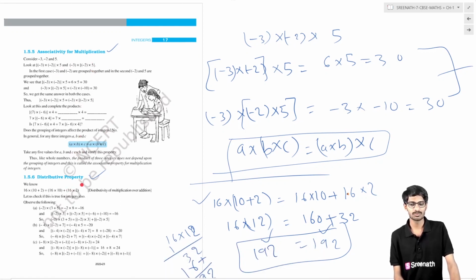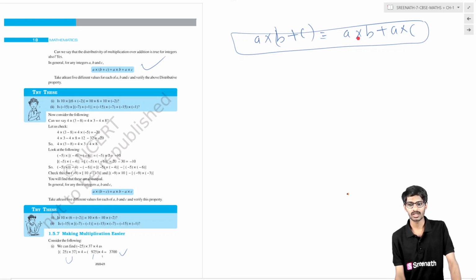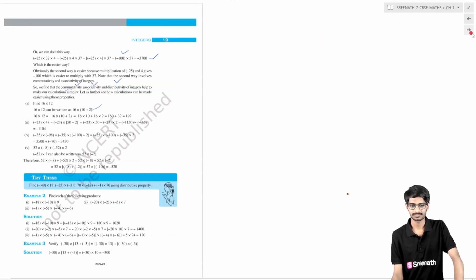Then the distributive property. What does this property tell us? a × (b + c) equals a × b + a × c. If the LHS and RHS have the same values, then we say that those integers satisfy the distributive property.